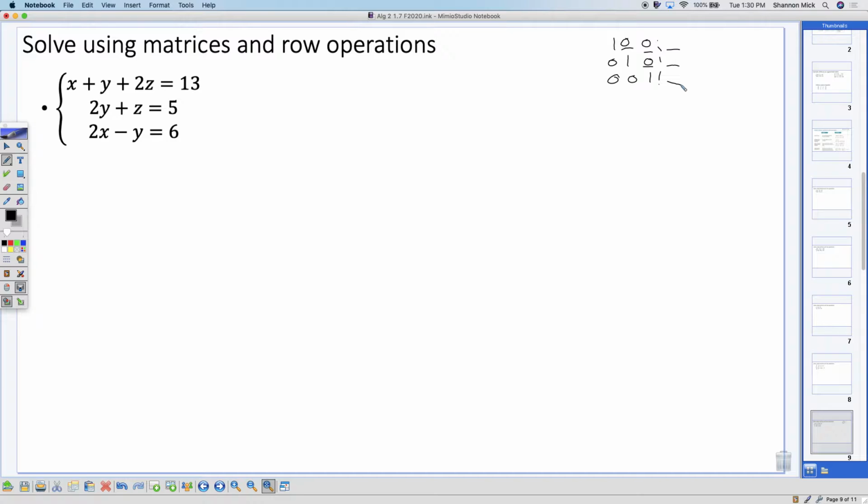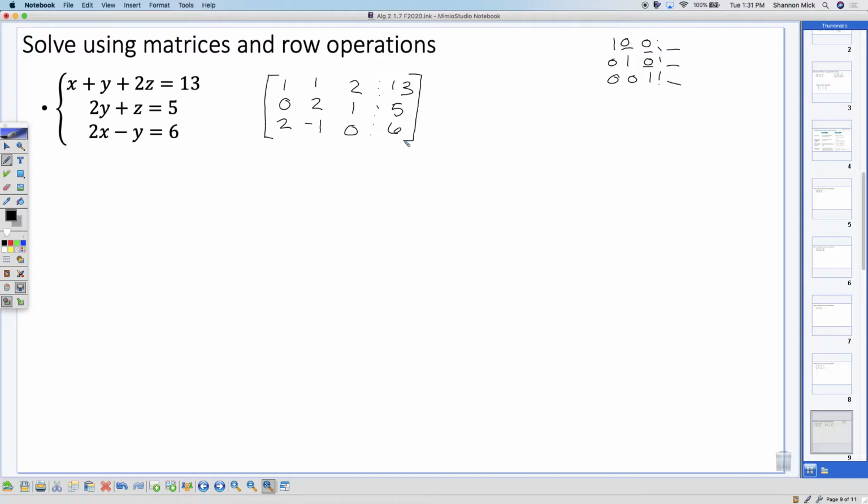So the first thing I need to do is put this into a what? A matrix, right? Okay, so we have our coefficients on the left and our answers on the right. If you did this correctly, you should have 1, 0, 2, 1, 2, negative 1, 2, 1, 0, 13, 5, and 6.